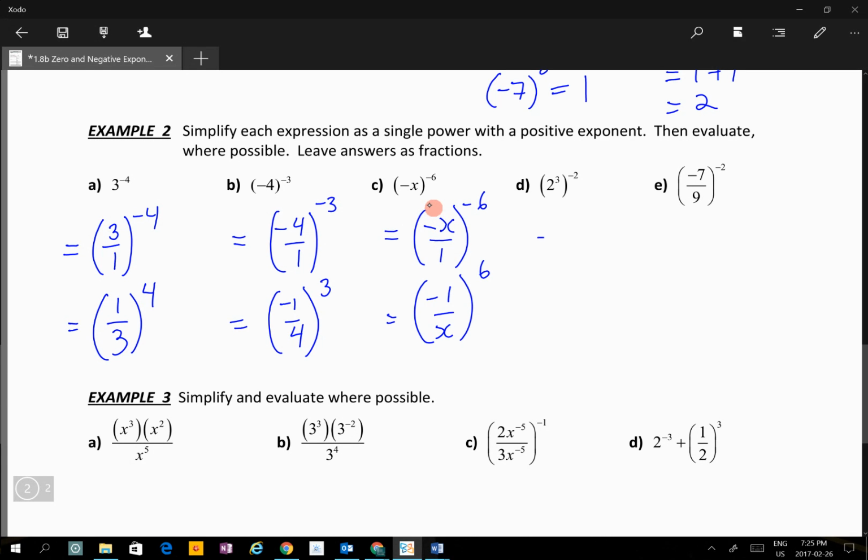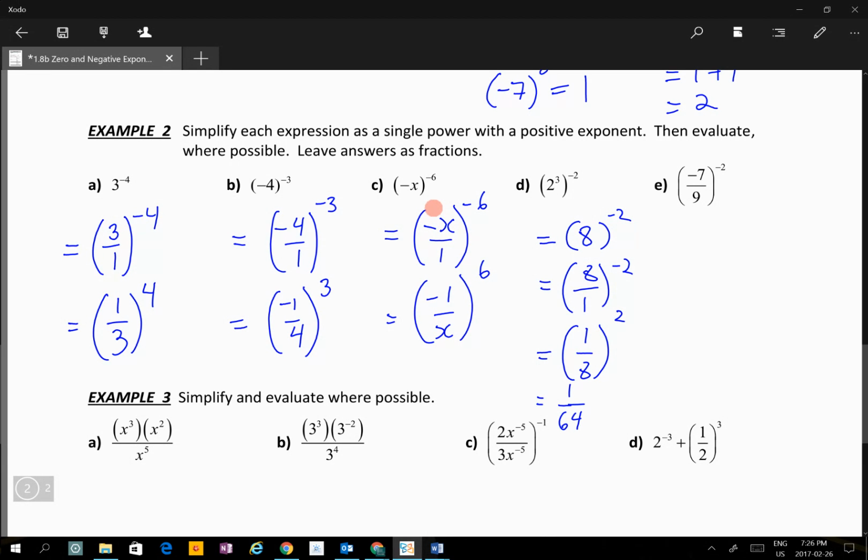Next one, 2 cubed. Well, 2 cubed is 8, so 8 to the power of negative 2. I can write that as a fraction, 8 over 1 to the power of negative 2. Then I flip the base, 1 over 8 to the power of positive 2. And again, you can also distribute the exponent to the top and the bottom once more to say 1 over 64. 8 squared is 64.